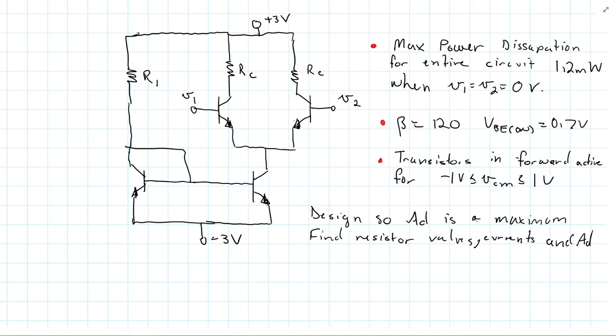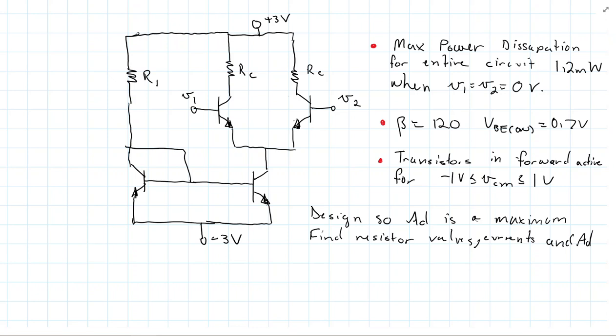So remember, we put the common mode voltage here, as far as applying it to these devices. The common mode voltage, of course, is getting applied to both V1 and V2. So we're saying that V1 and V2 are both at -1 or both all the way up to +1, and we need to stay in forward active mode in that case.